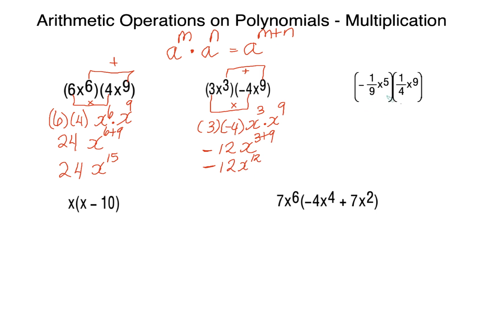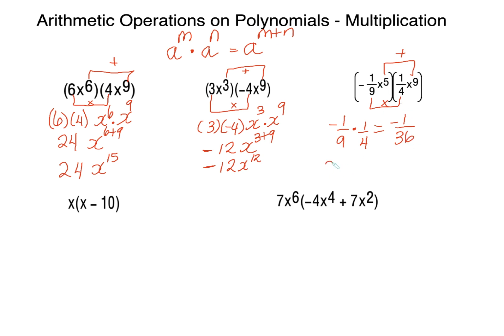I threw some fractions in here just for a review. So again, the fractions will multiply each other, while the exponents you must add. Negative 1 over 9 multiplying 1 over 4. And remember, when you're multiplying fractions, you go straight across. Negative 1 times 1 is negative 1. And 9 times 4 is 36.